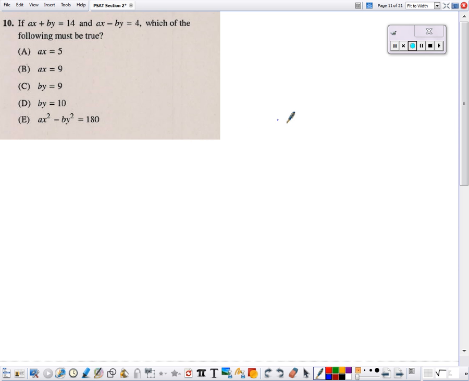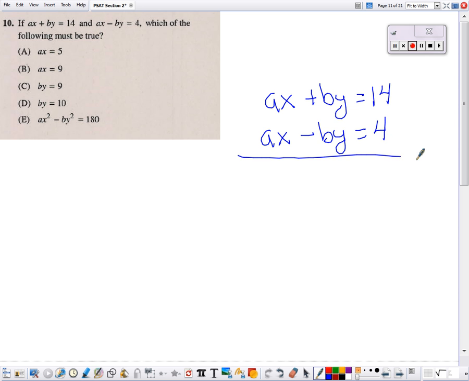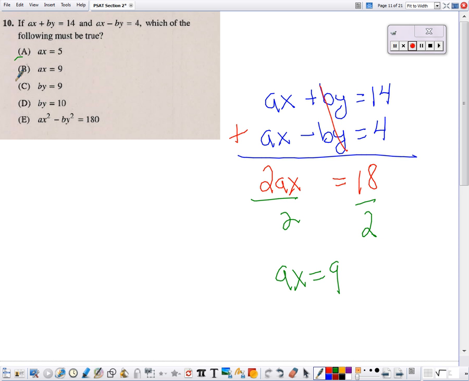To find the answer to 10, I'm going to use a system of equations since we have two equations and two variables. And I notice the coefficients of the y's are the same but opposite signs. So if we add these equations together, these cancel. We get 2x equals 18. Divide both sides by 2. So x is 9. And that's our answer choice B.